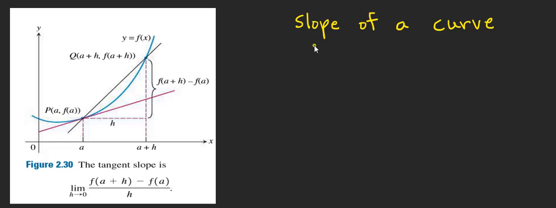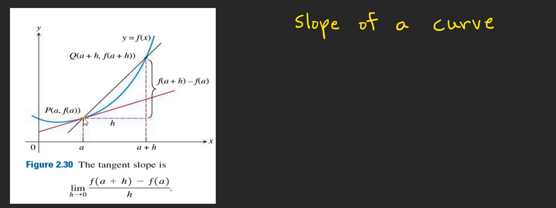In this video, we're going to talk about the slope of a curve. So we have a function f of x, that is a blue curve, and you have 2 points, f of a and f of a plus h. The slope of this secant line is pretty easy to find.